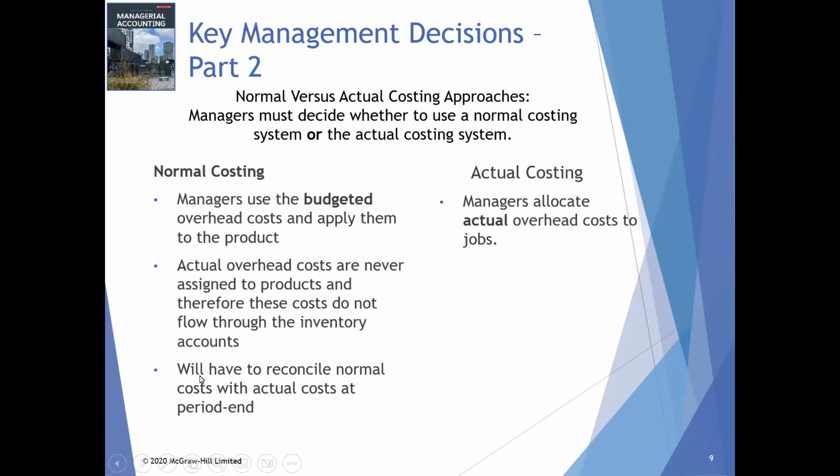So definitely we will have to reconcile the normal cost and actual cost at period end. It means we need to check it and adjust some of the cost at the end of the period, right? So this is the normal costing, budgeted overhead cost. In actual costing, the manager allocates actual overhead cost to the job. If there is a particular job, at the end of the period the manager will assign that actual cost. I can give you one example.